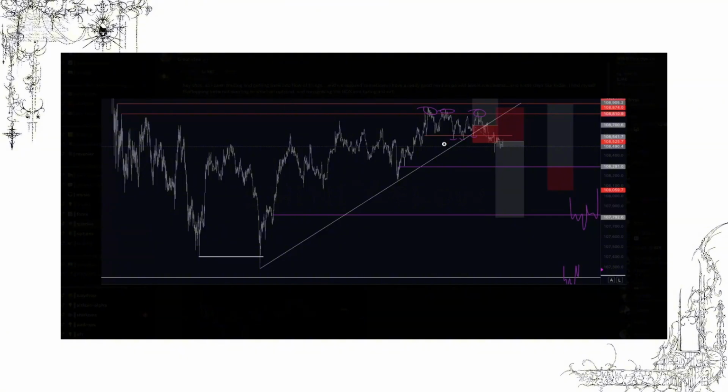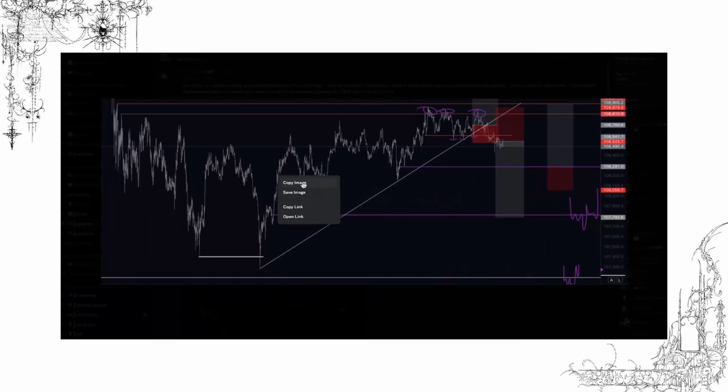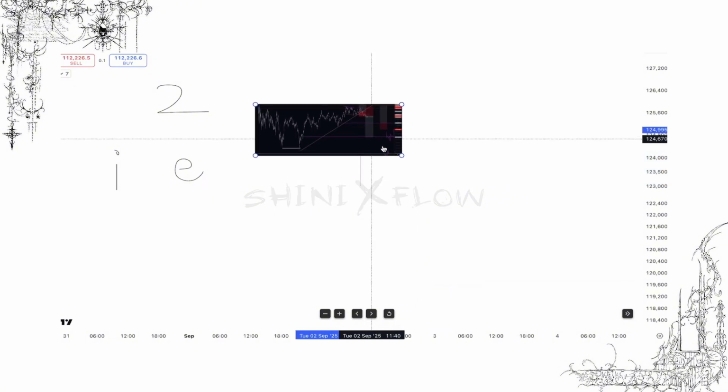And I don't know how to mark out with a pencil here. Give me a second to figure out how to mark stuff out. Maybe I can copy this image here, paste it here. Oh yeah, I can just do that.